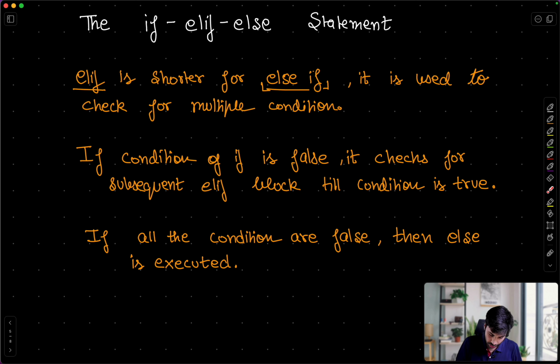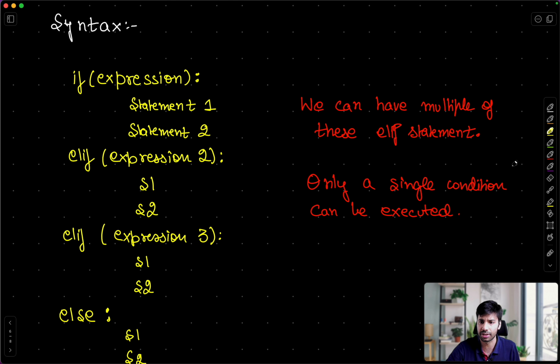So if the condition of if is false, we have to make sure that we understand it properly. So this is basically your main if. It checks for the subsequent elif block. It checks for subsequent elif blocks till the condition becomes true. If all the conditions are false, then finally our else block is executed if it is written, of course. But yeah, that's how it happens. So pretty straightforward. Let us understand the syntax, and we are going to do a question on this as well.